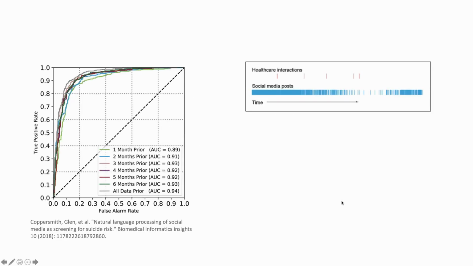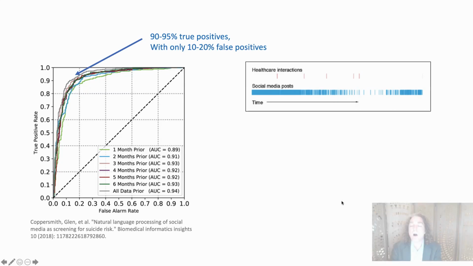I want to start with this figure, which is from the 2018 paper by Coppersmith and colleagues on NLP as a screening for suicide risk. You've probably seen this before. One of my favorite papers from the last 4 or 5 years. Leaving out the technical details, what's important about this is that they developed a machine learning classifier to predict suicide attempts, and depending where you are on this curve, it has somewhere between 90 and 94-ish percent true positives with only 10 to 20% false positives. And this is on the basis of social media posts.